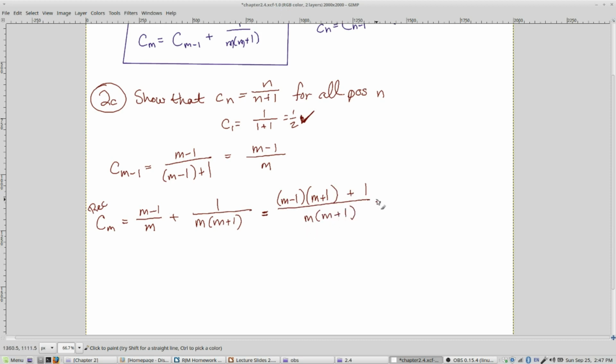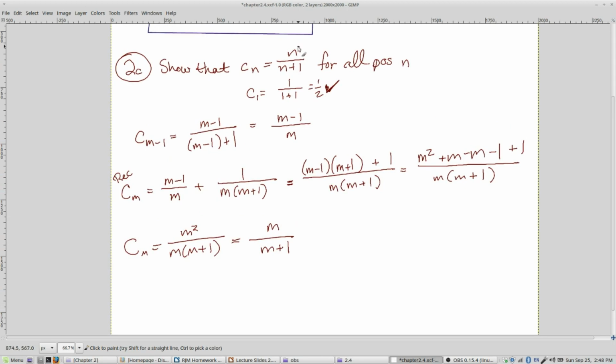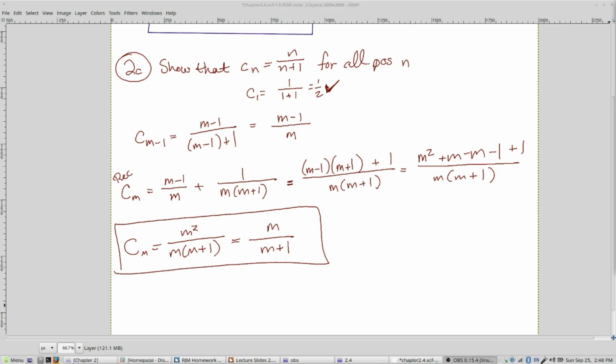Okay, so let's FOIL this out. M squared plus m minus m minus 1, and then this plus 1 at the end here, over m times m plus 1. So these cancel out, how handy. Let's not skip any really big steps. I know we can see that we're already going to cancel some more stuff out, but let's go ahead and write this out. M squared over m times m plus 1, and we can see that this cancels out, so that would be m over m plus 1. Now we have this form, and that's how our proof works.